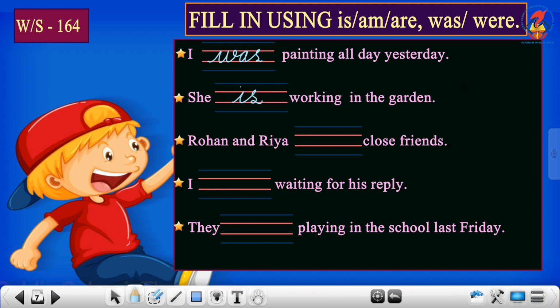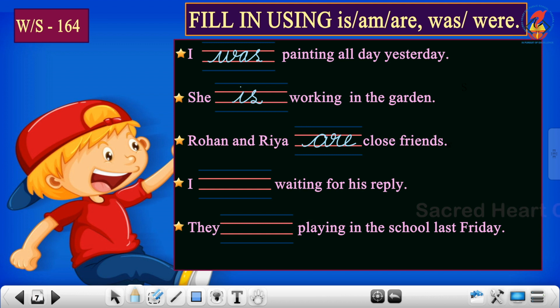Again, Rohan and Ria dash close friends. So this is also in present tense, so you can use are. Rohan and Ria are close friends. Am I clear? Okay, moving to the next one.